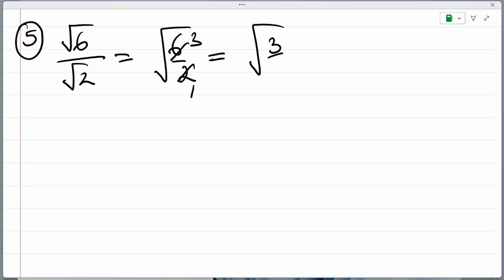So we have this as 3 over 1, because we have 3 at the numerator and 1 at the denominator. Or we can just simply say this now equals the square root of 3, because 3 divided by 1 is 3. So you have root 3 as your answer.